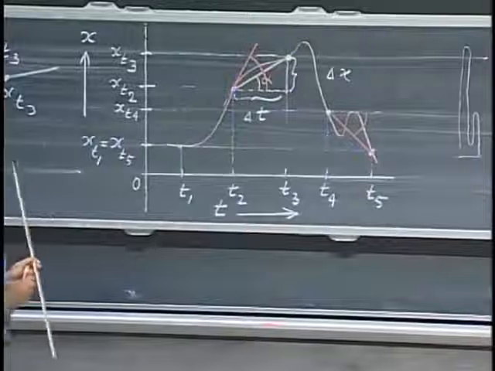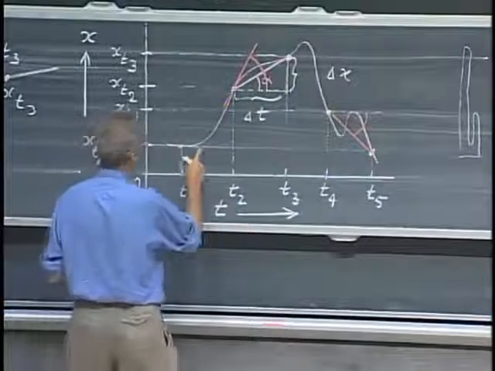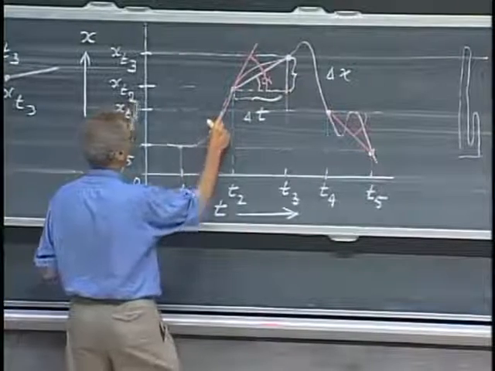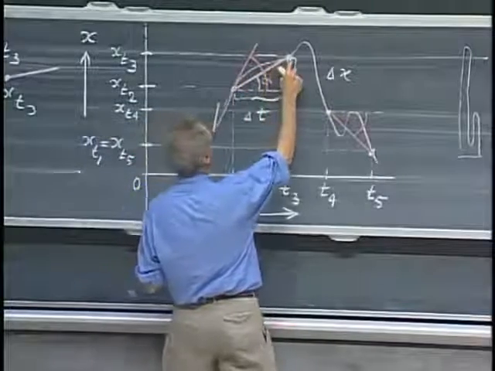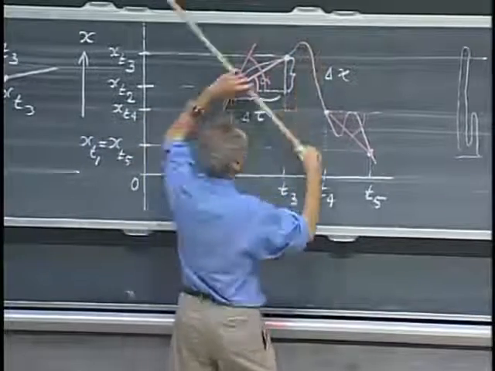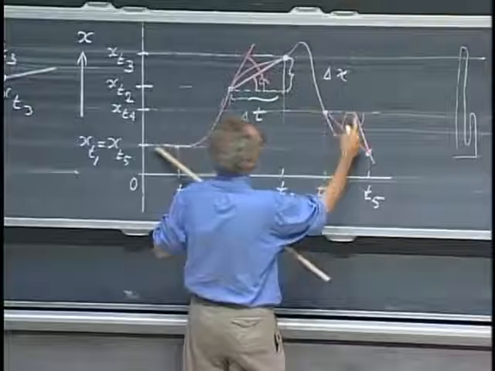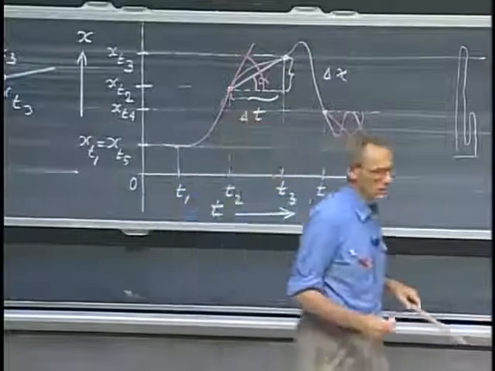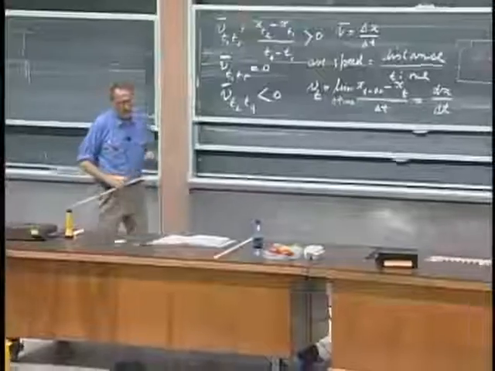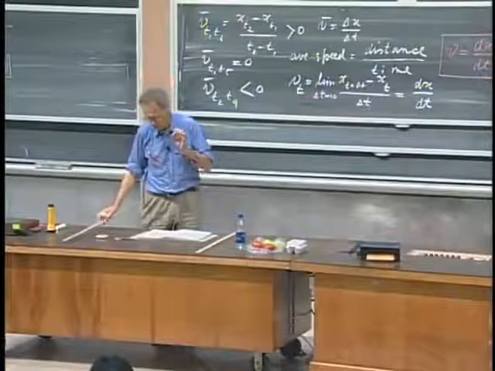What are the times that the velocity is positive? Well, it's positive here. Velocity is positive here. Still positive, positive, becomes negative. Negative, positive, 0, negative. So that's the definition of the instantaneous velocity.